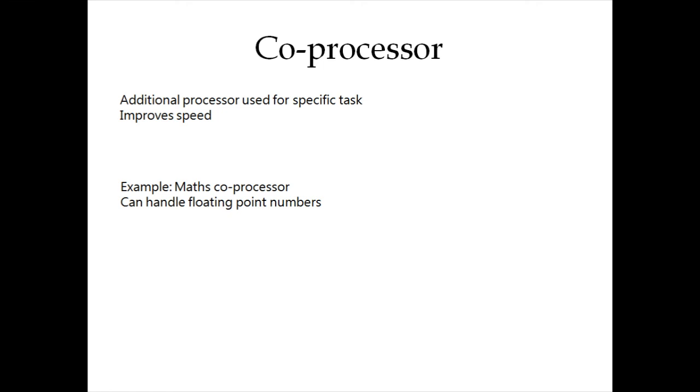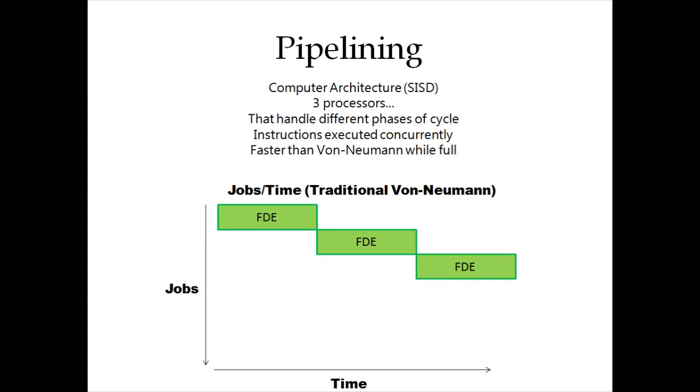For example, a math processor is good at handling floating point numbers, which the main general-purpose processor would struggle with because of its length and complexity. The fetch, decode, execute cycle has 3 main phases, hence the name. Pipelining takes advantage of this by using processors that handle different parts of the code. SISD stands for Single Instruction, Single Data.